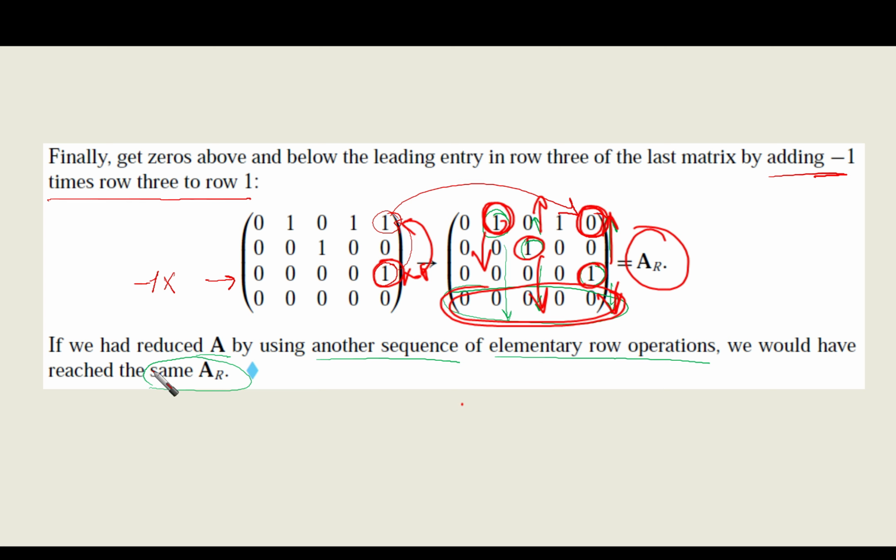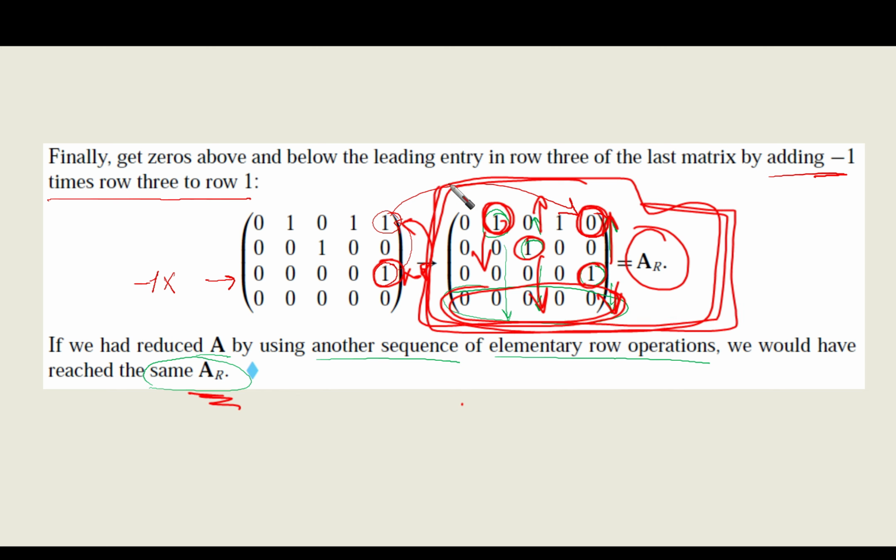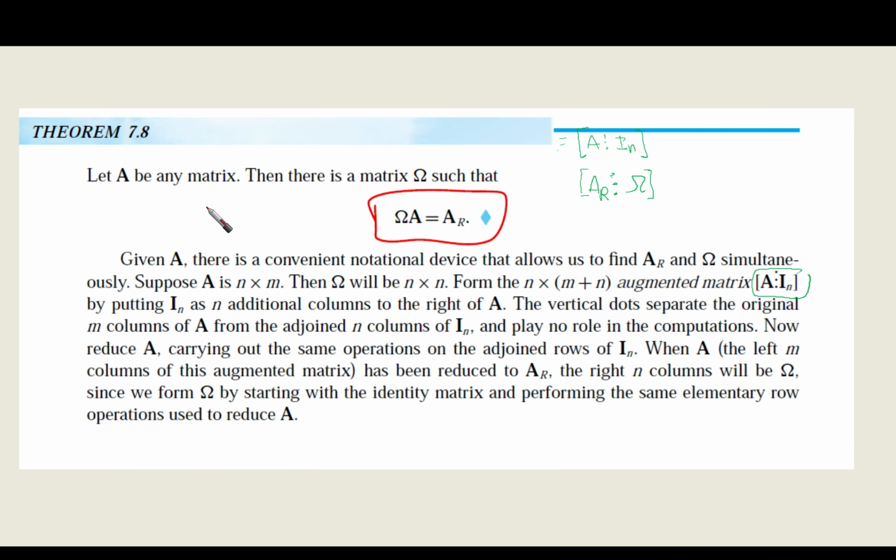Okay. If we had reduced A by using another sequence of elementary row operations, we would have reached the same AR. So if you try to play with the elementary row operations by any kind of sequence, you are going to reach at the end the reduced matrix. The sequence of row operations does not matter. That's what we want to understand. Now let's go to a theorem that is important for us to know and would give us more insight.